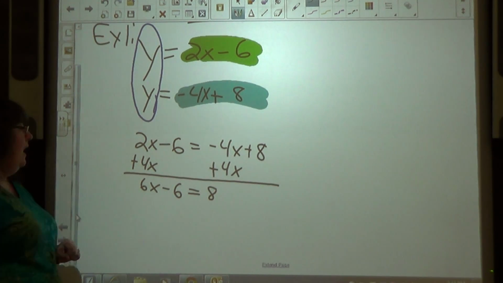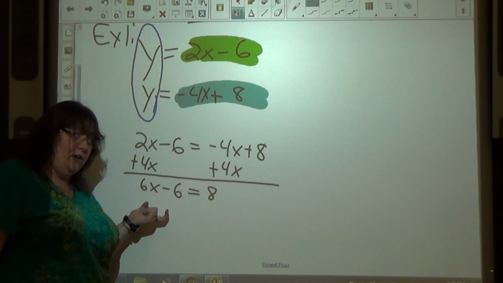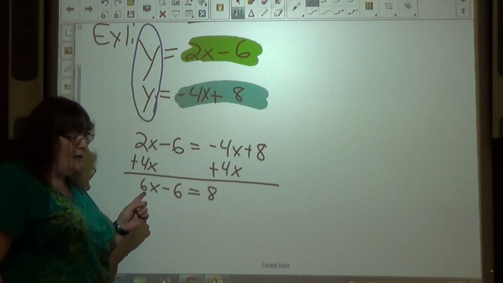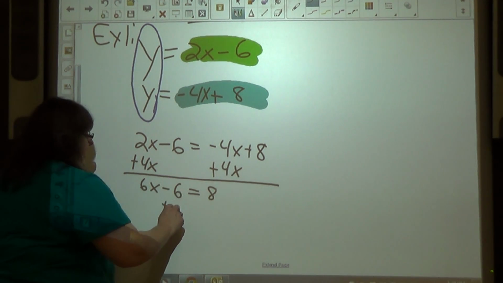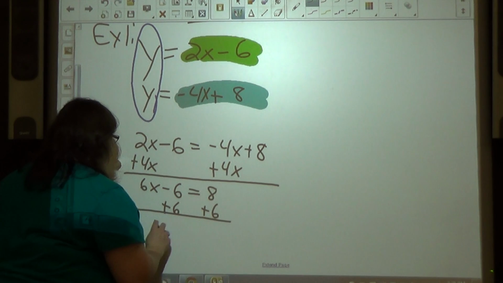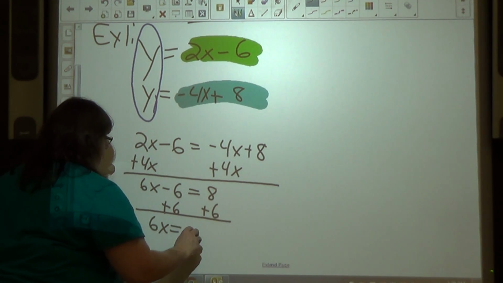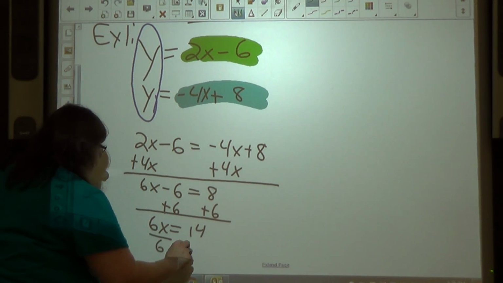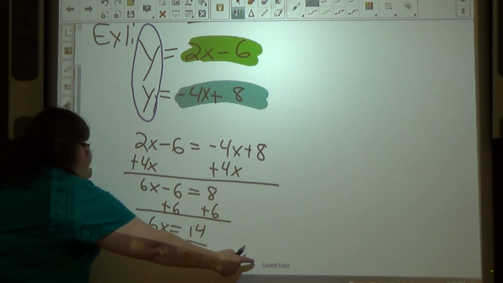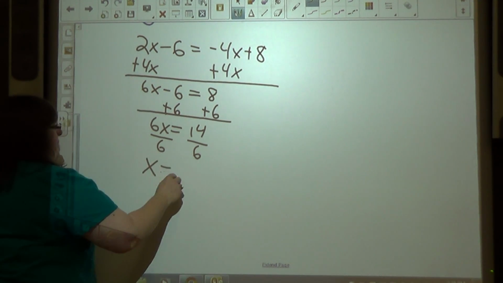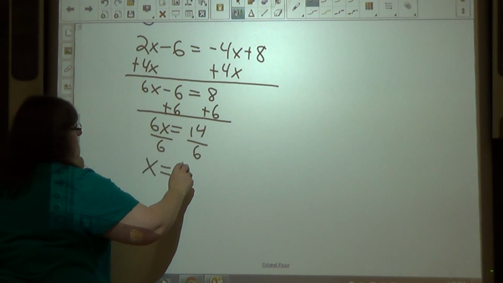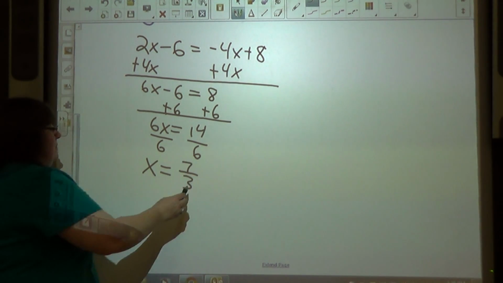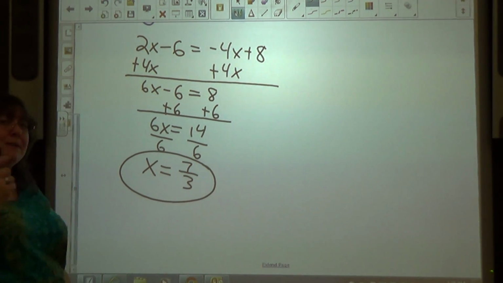Now, I have the variable on one side, but I need that variable by itself, okay? It's been a bad boy. It needs a timeout, okay? So I add 6 to both sides, giving me 6x equals 14, okay? Now I divide by 6. So my x is, reduce this, that's going to be 7 over 3, okay? Ew, fraction, oh well. That's my x value, but I'm not done.